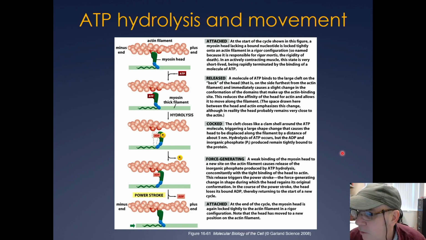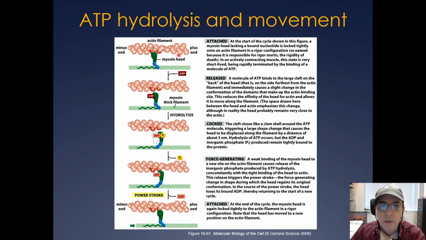Okay, so now let's get into the actual mechanism of movement of these motor proteins. We're going to start off by looking at myosin moving on an actin filament. You can see this actin filament shown here in a peach color. There are different stages that the myosin goes through, depending on the state of ATP present. These states are basically attached, released, cocked, and then force generating, and then it goes back to attached.